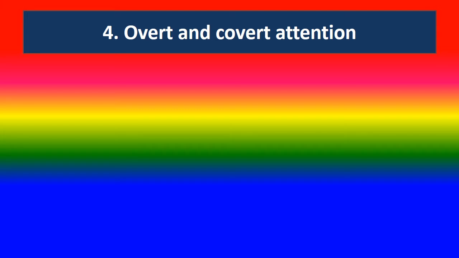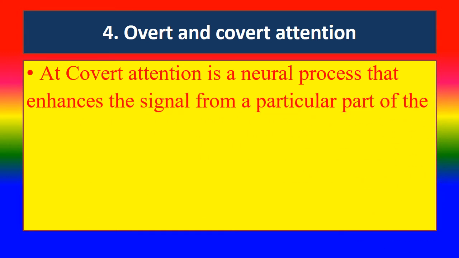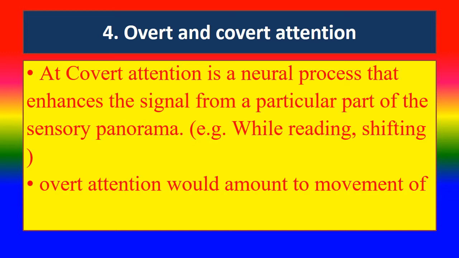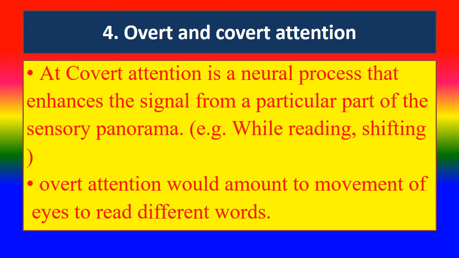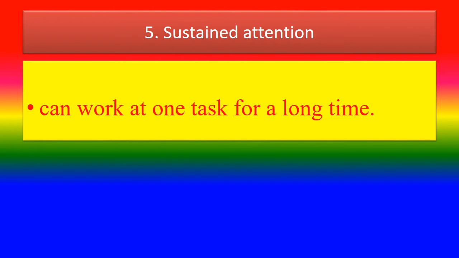Four, overt and covert attention. Covert attention is a neural process that enhances the signal from a particular part of the sensory panorama. Example, while reading, shifting. Overt attention would amount to movement of eyes to read different words. Five, sustained attention can work at one task for a long time.